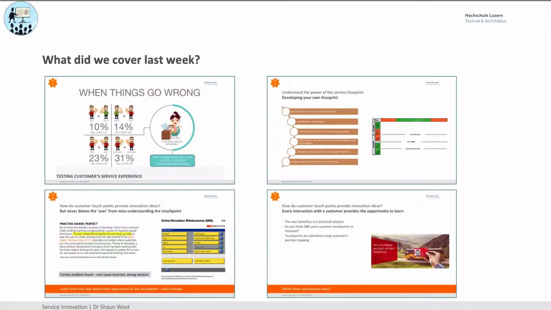First of all, what did we do last week? We looked at getting feedback from customers and testing customers' experience. We had a look at how not to treat and blame customers for misunderstanding touch points. And we developed some touch points, and we looked at the new Swiss Pass card.